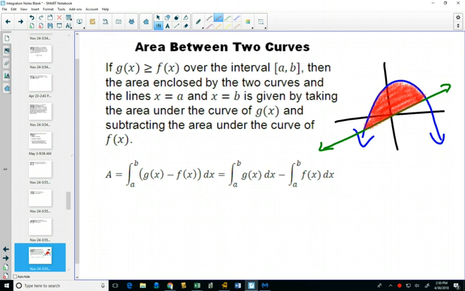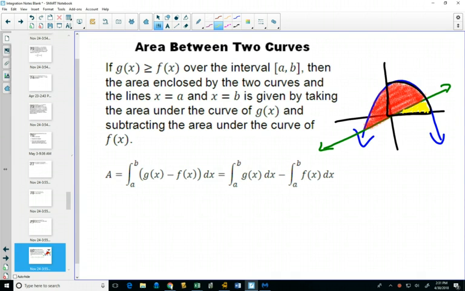Now, it is working off of an idea that we've already learned. We already figured out how to find the area under a curve to the x-axis. So can you imagine, let's just take this section right here, okay? Can you see that if I found the area under the blue curve, and then I subtracted the area under the green curve, I would be left with the area between them. Does that make sense?